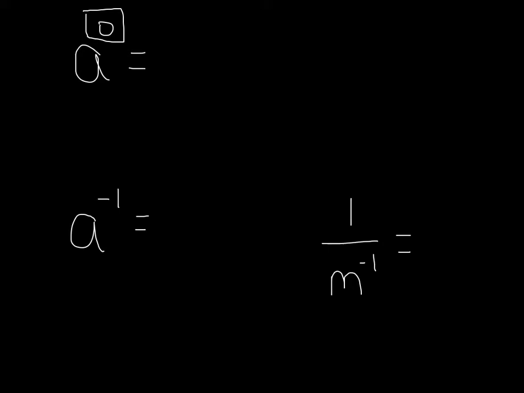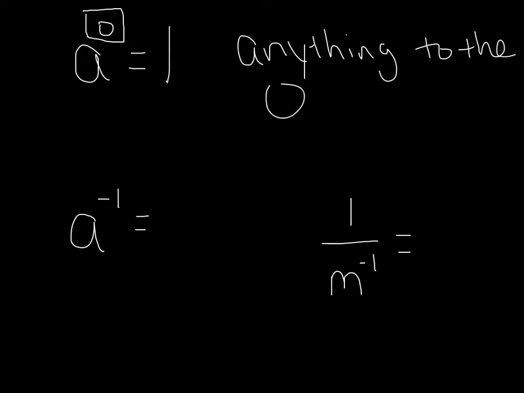Okay, a to the 0 equals 1 because anything, and make sure you're writing this down, anything to the 0 power is 1. Okay, you have to remember that. Anything to the 0 power is 1.